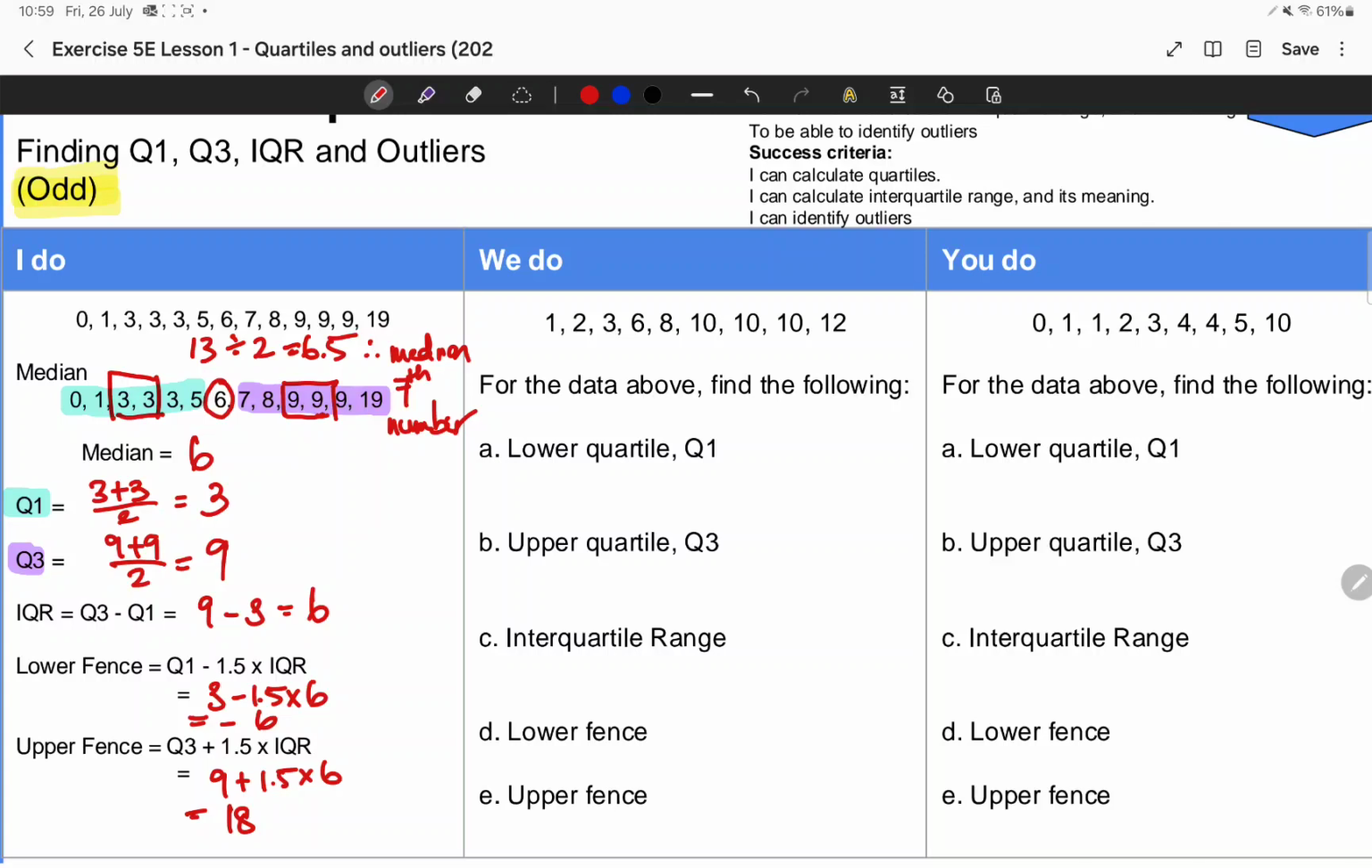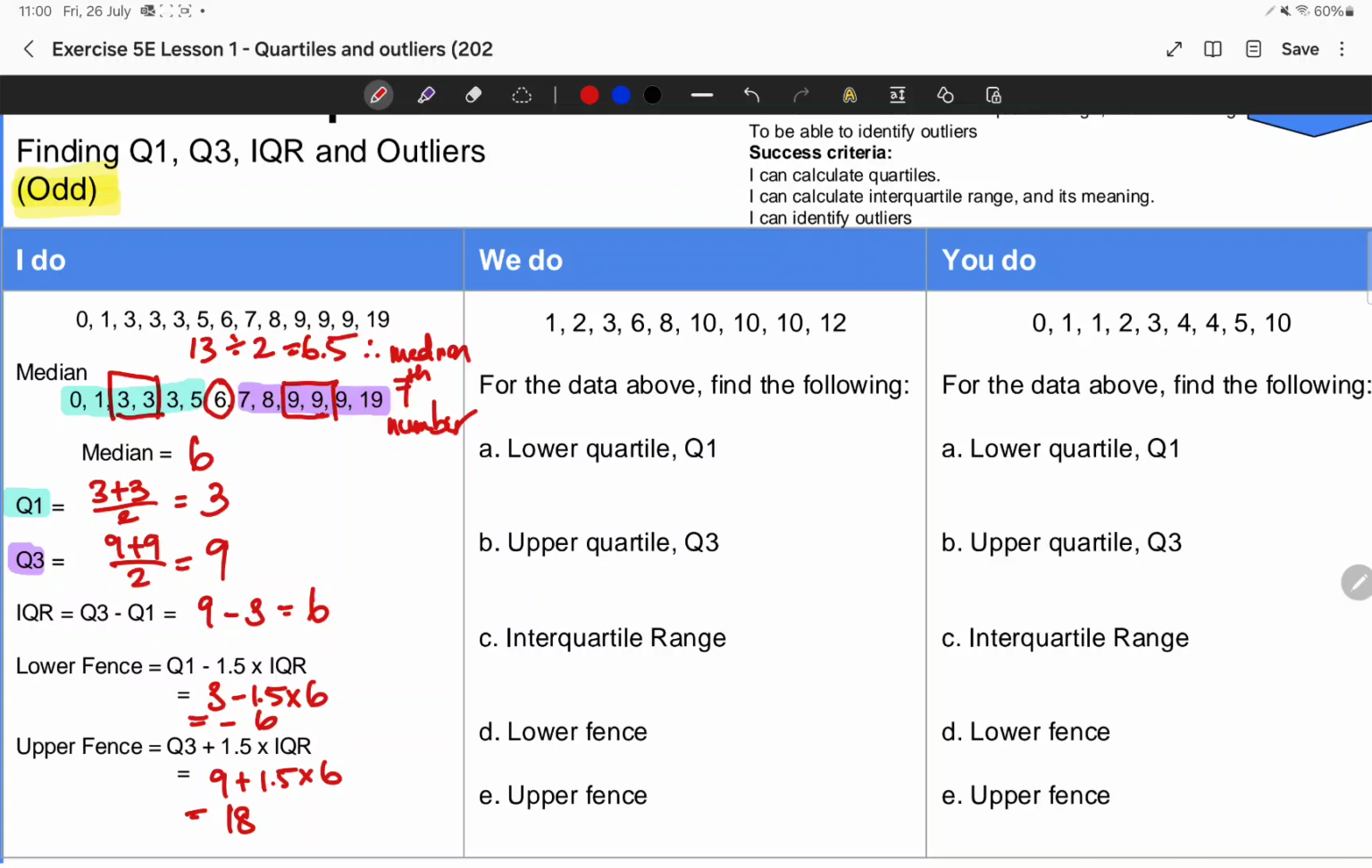So what these numbers are telling us is if there are any numbers in our data set, so right here, that are less than negative 6, or more than 18, that means they are outliers. So they are affecting our averages too much, or our data set.